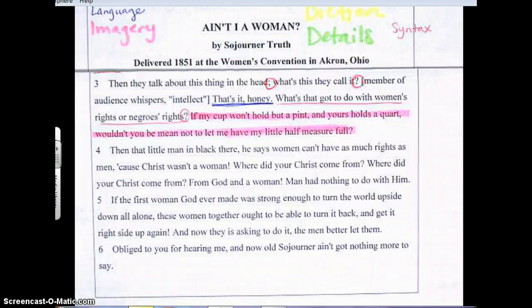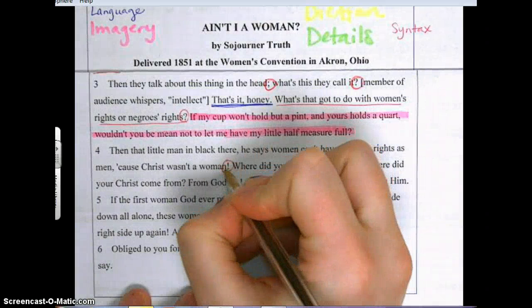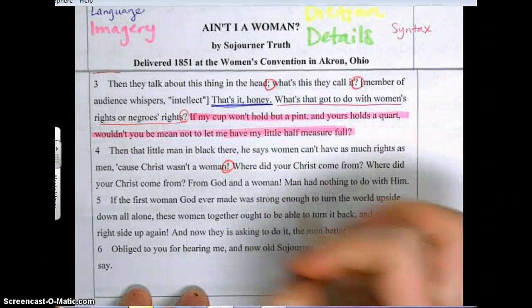Okay, so paragraph 4. "Then that little man in black there, he says women can't have as much rights as men because Christ wasn't a woman." Okay. Here's another exclamation point. So this is syntax. She's doing it for emphasis.